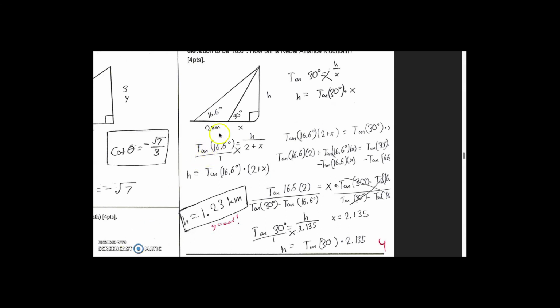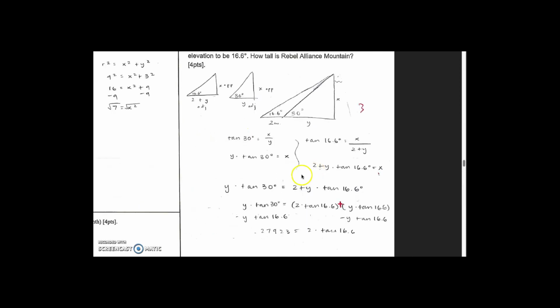Here's an example of a student who got question number 11 correct. Shows all the work. They didn't separate the 2 triangles, but that's okay. Here's some more student work where they set them equal to each other, but here when you distribute, think of this as just like 16.6. So that would be 2 times 16.6 plus 16.6 times y. So that's why I gave the student a 3.